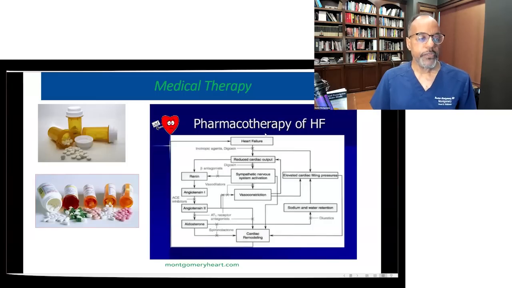And here we have different types of drugs that try to intercept the different pathophysiological processes that we're familiar with in heart failure. You have the renin-angiotensin cascade system, which is triggered. The autonomic nervous system plays a big role. There's sodium retention at the level of the kidneys.